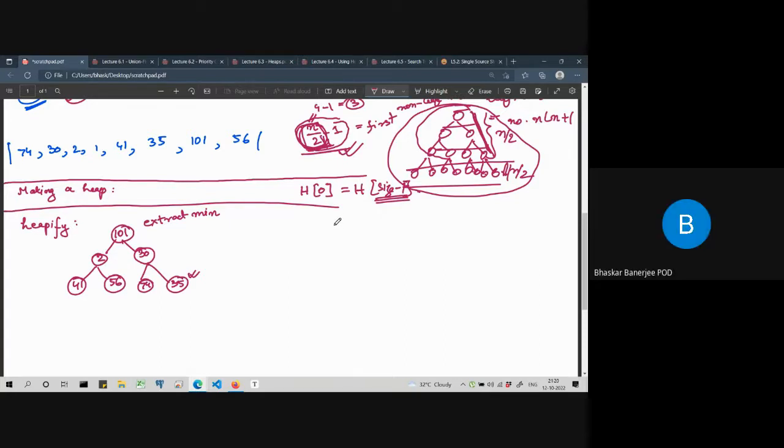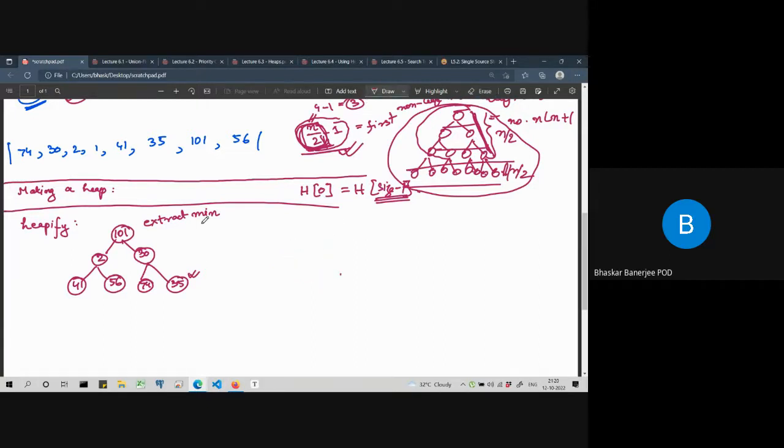That's the whole point. So if it would have been a full tree like this, and I remove this element, the extract min has been done, and this is blank now. So which element would I take? This element. This element would be removed and placed over there. Okay, fine.